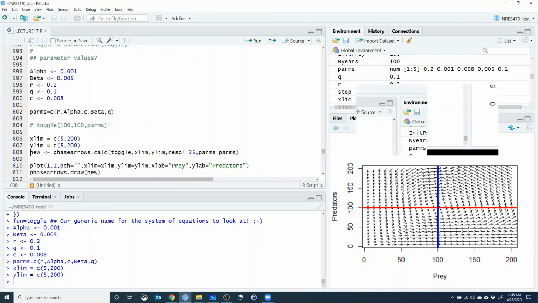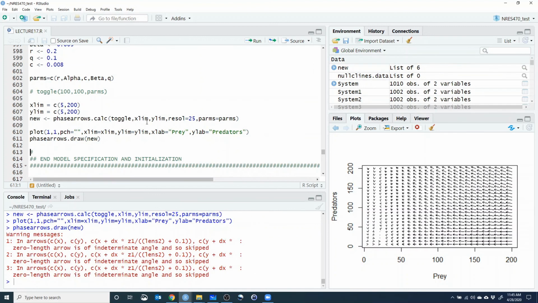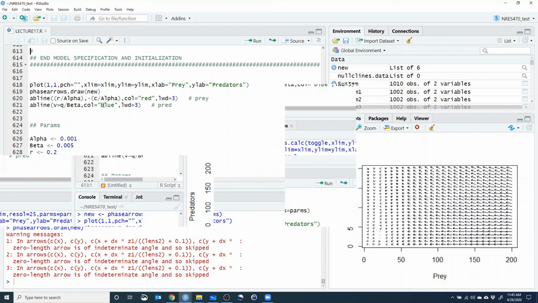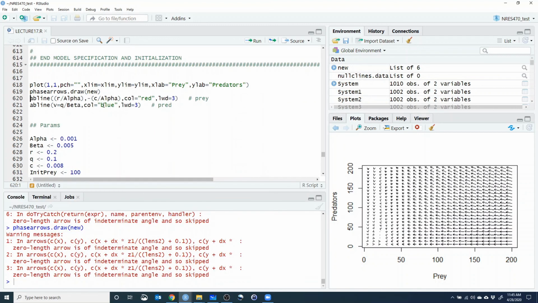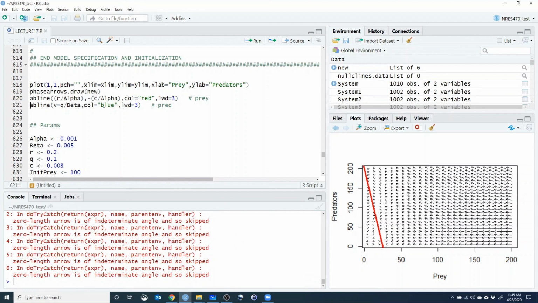We'll run a couple other models here. Now this model, for instance, I included density dependence in the prey population. And we'll go through that again in a few minutes on the whiteboard. But this is what it looks like. The prey isocline, which was a horizontal red line, meant that above a certain number of predators, the prey population declined, and below that point, the prey population increased.